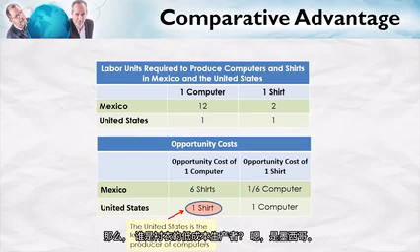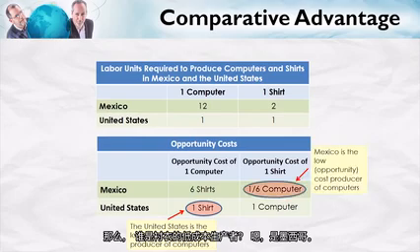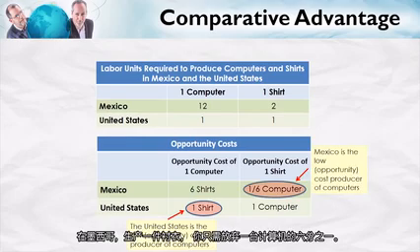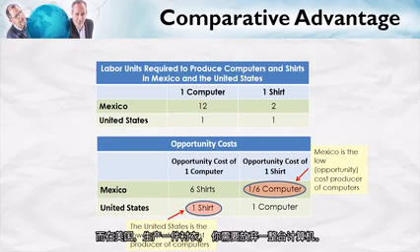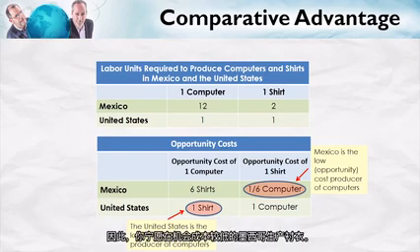Now, who is the low cost producer of shirts? Well, it's Mexico. In Mexico, you're only giving up 1/6 of a computer to produce a shirt. In the United States, you're giving up 1 computer to produce a shirt. So you'd much rather produce shirts in Mexico, where the opportunity cost is lower.